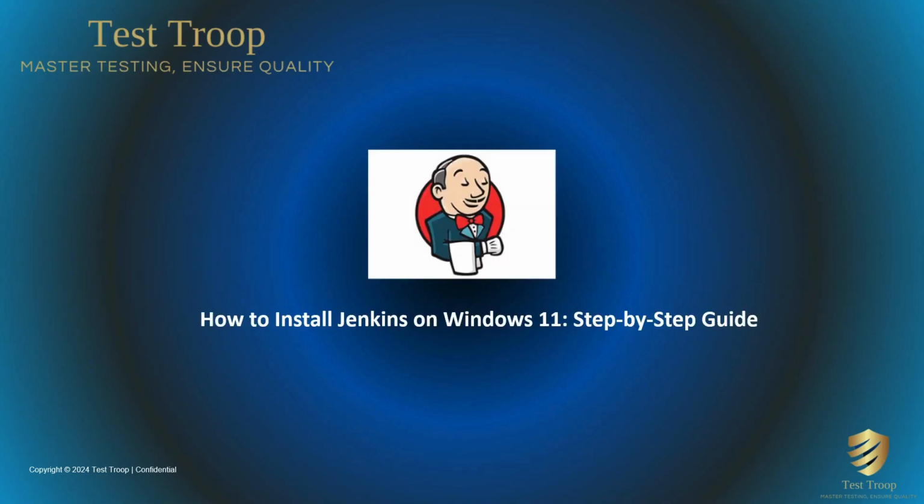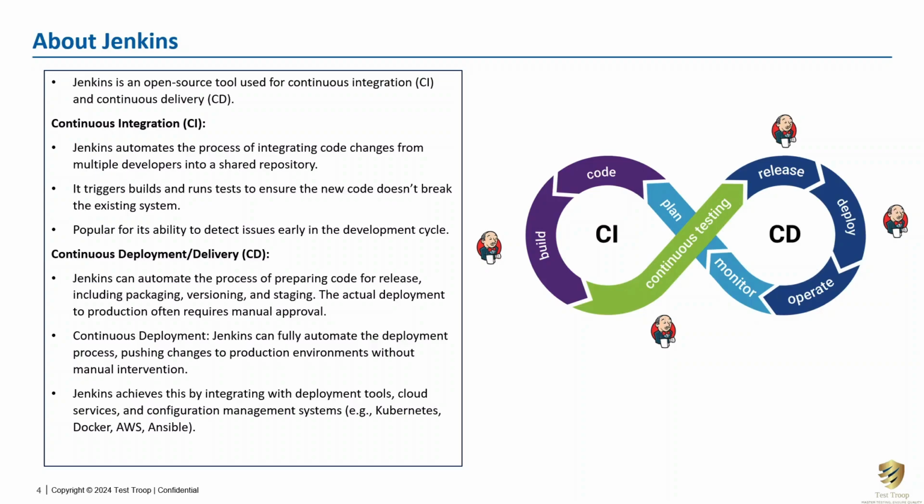In this video, we will explore what Jenkins is and provide a step-by-step guide to install Jenkins on Windows 11. Jenkins is an open source tool used for continuous integration and continuous delivery or deployment. In case you want to understand the concept of CI/CD in detail, please check out my video titled CI/CD Explained: A Structured Overview.